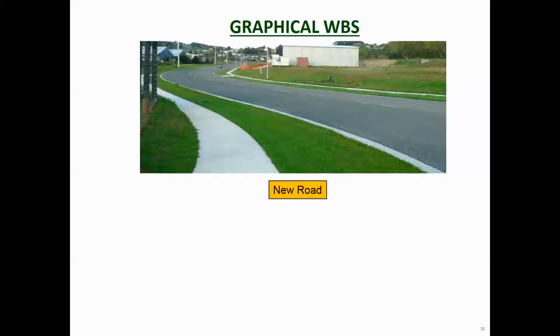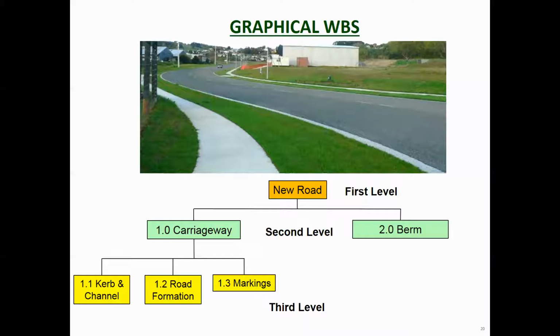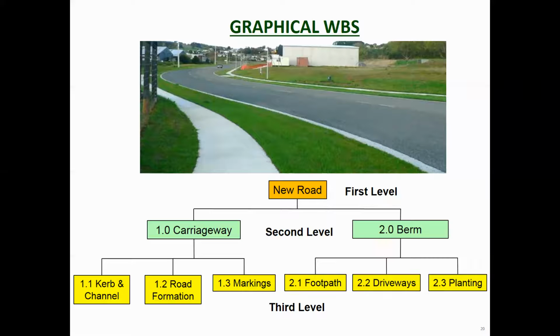So, graphical work breakdown structure, just showing you what it is. So you've got new road, you split it, so that's the first level. You split it into carriageway and berm, which is the second level. You split the carriageway into curb and channel, road formation, markings, and you split the berm into those. Now notice the numbering on these things, it's really important that you do number them. There could be another section of the carriageway which has got curb and channel as well, but it's got a unique number there. So 1, 1.1, if there was another one underneath this, it would be 1.1.1. If there was another one under this, it would be 1.2.1. So you can get the impression that the numbering can just be added to as required.